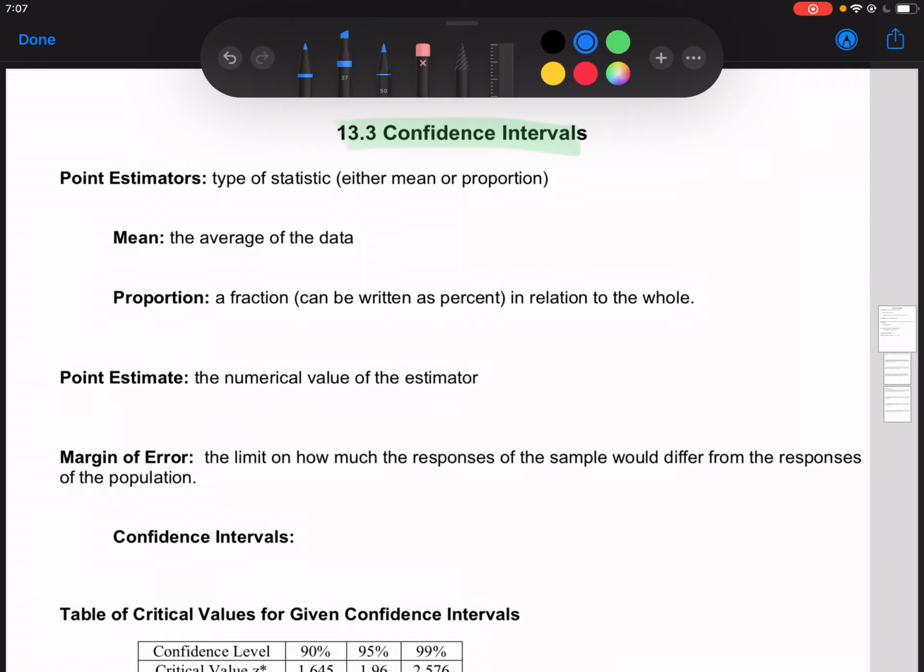When I ask you to find a point estimator, I'm asking you to find the type of statistic. So is it either a mean or is it a proportion? Remember, mean is just the average of your data, while a proportion is a fraction that can be written as a percent in relation to the whole. When I ask you to find the point estimate, you're finding the actual numerical value of either the mean or the proportion.